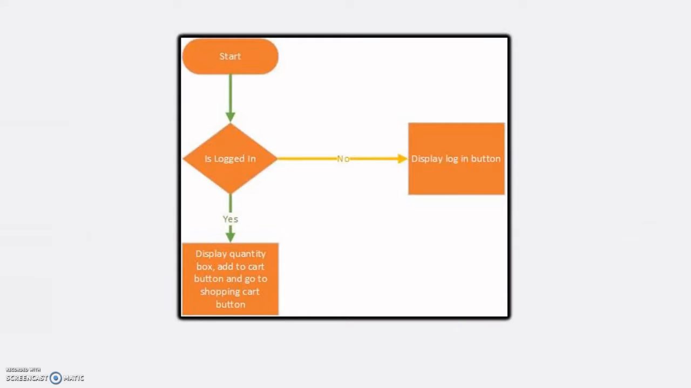Here's a decision diagram for is logged in. It checks to see if they're logged in. If not, display login button. If yes, display quantity box, add to cart button, and go to cart button.